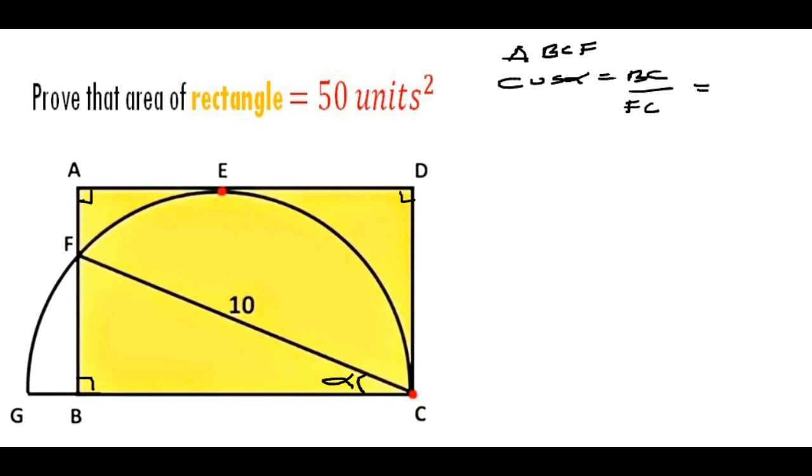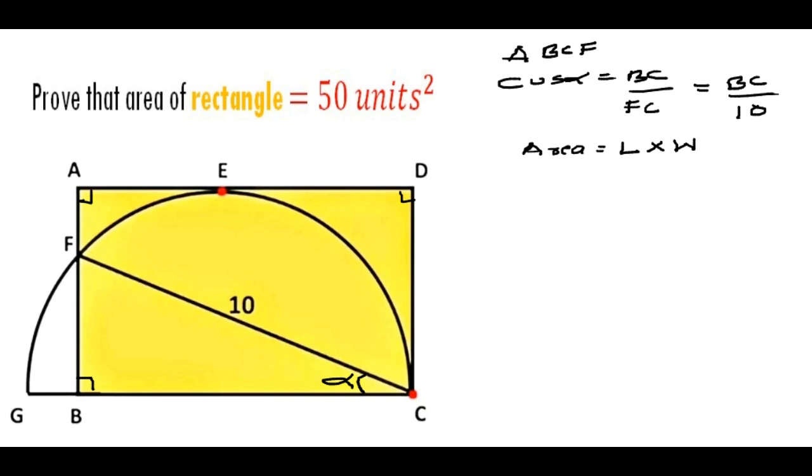So if you substitute that, the size of BC is just BC, that is unknown, over FC, we've been given to be 10. Now we found cos phi. Now, for you to get the area of the rectangle, it will be length times width. So the area will be length times width.